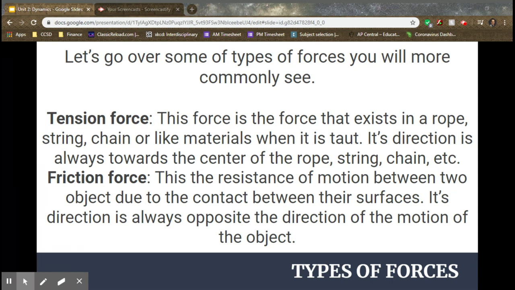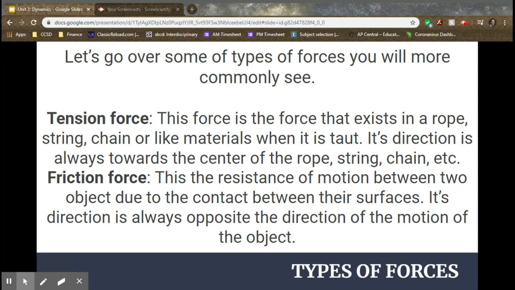Friction force. So friction describes the resistance of motion between two objects. It's a contact force. If there's no contact between the objects, then there is no friction. All right. So whenever two objects are in contact and they're trying to move, there's a resistance because of the contact between those surfaces, and we call that friction.